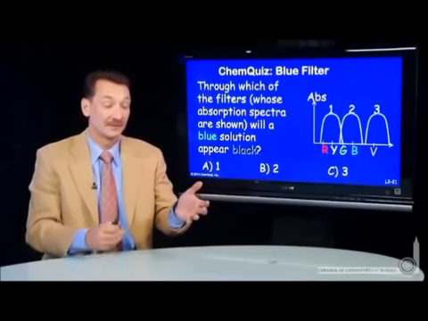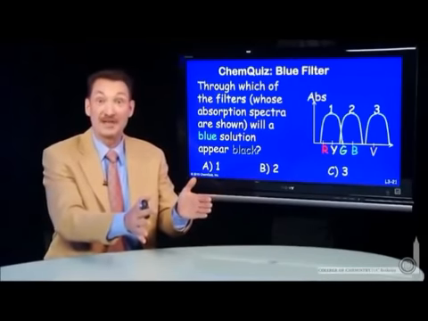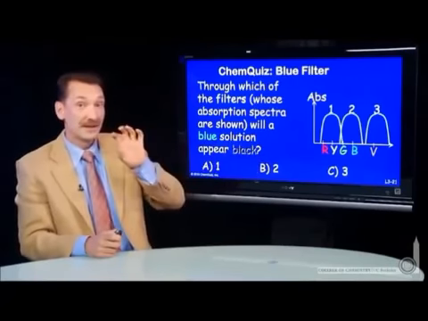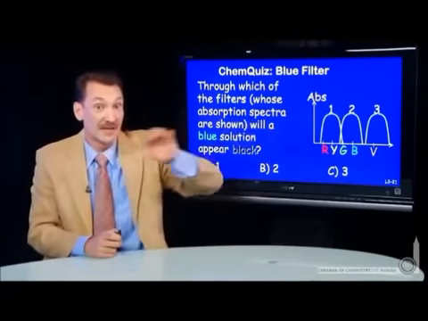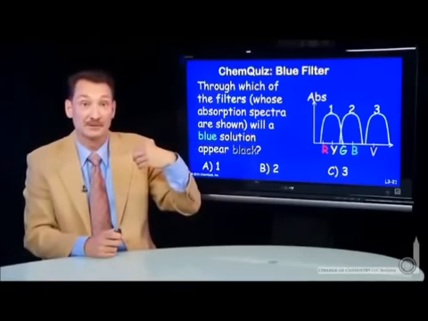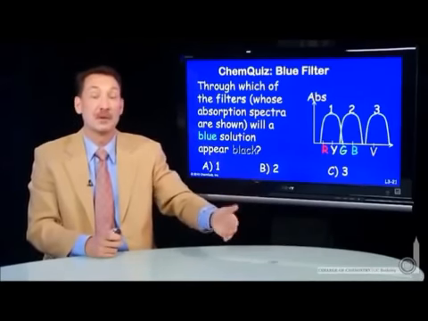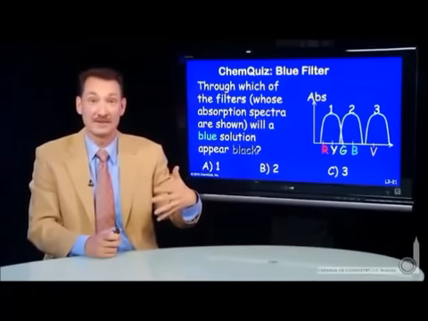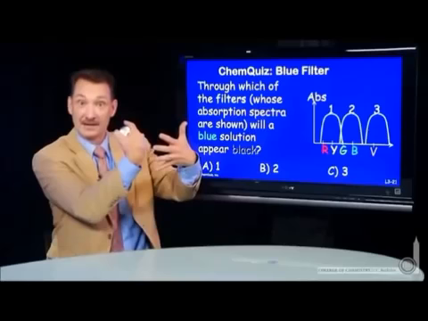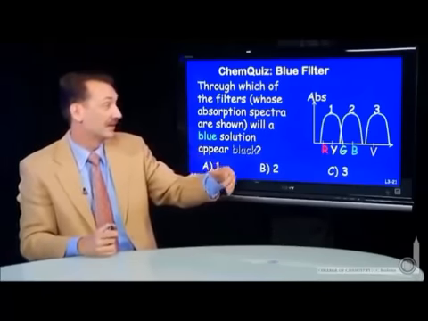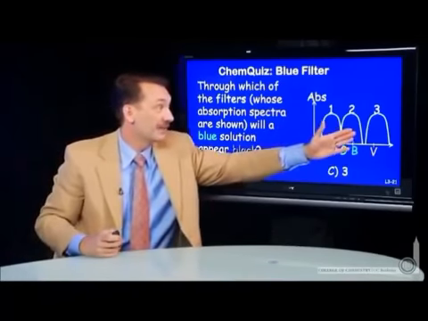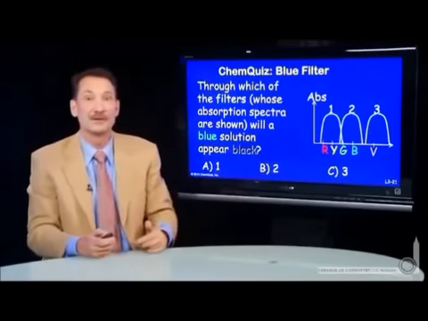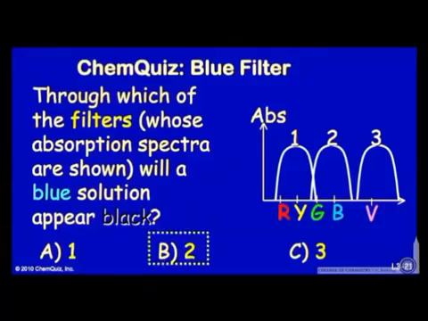So we've got a blue object. We're going to put filters between the blue object and us, and we're going to see what we see. So a blue object, wavelengths of blue light are being emitted from that object. That's why it appears blue. How do we make it appear black? Well, we have to remove that remaining blue wavelength, essentially removing all the wavelengths from that object, so none hit our eye, and we have a black object. So we need to find a filter that absorbs strongly in the blue, and that is filter number 2. Correct answer here, B.